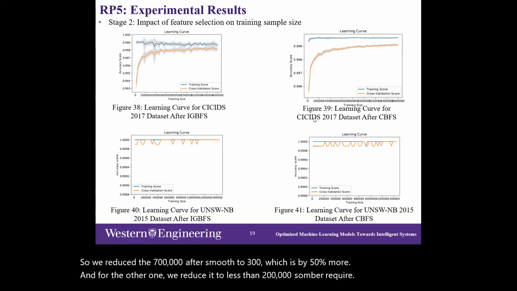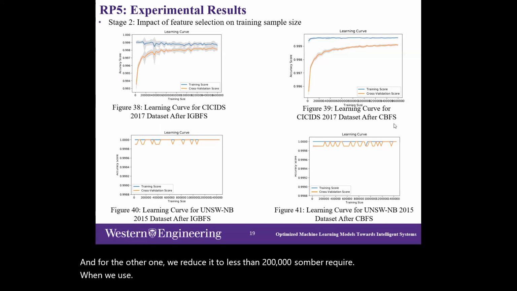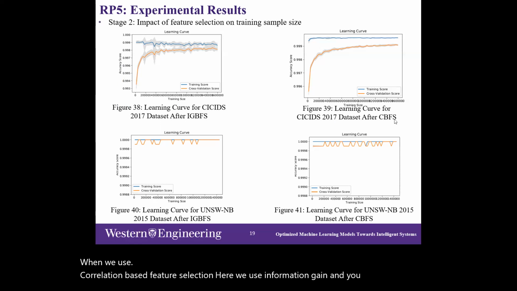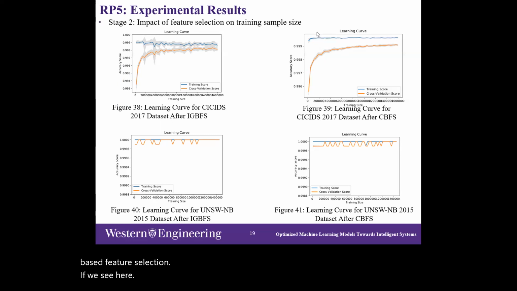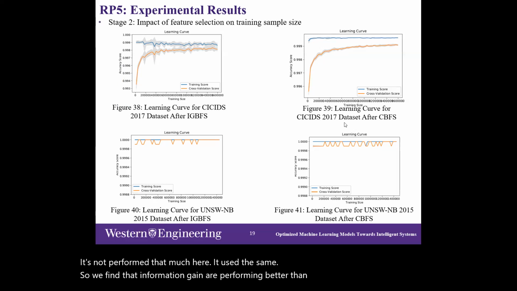Here we use information gain, and here we use correlation-based feature selection. If we see here, it did not perform that much. Here it used the same. So we find that information gain performs better than correlation-based feature selection.